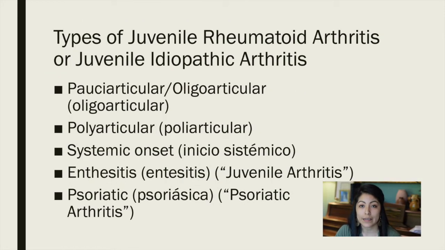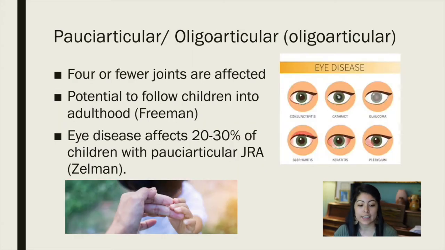So there are 5 different types of JRA. First of all, there is pauciarticular, otherwise known as oligoarticular, polyarticular, systemic onset, enthesitis, and psoriatic JRA. The first that we are going to be looking at is pauciarticular. Here we see that it affects 4 or fewer joints, and it is usually the larger joints that are affected.